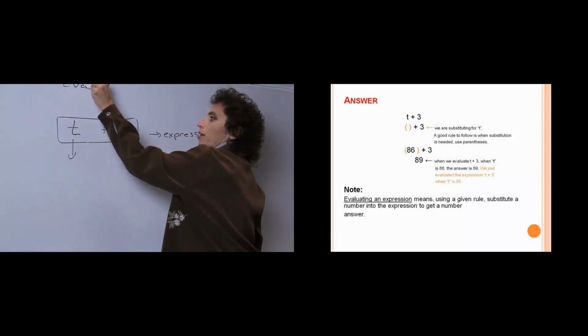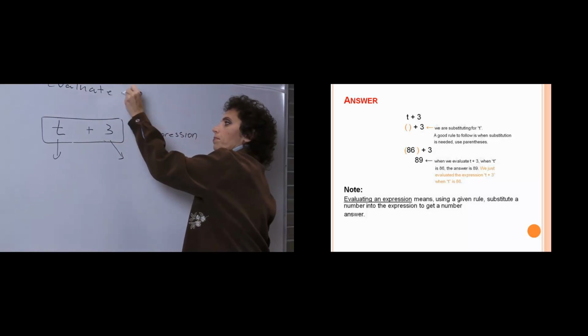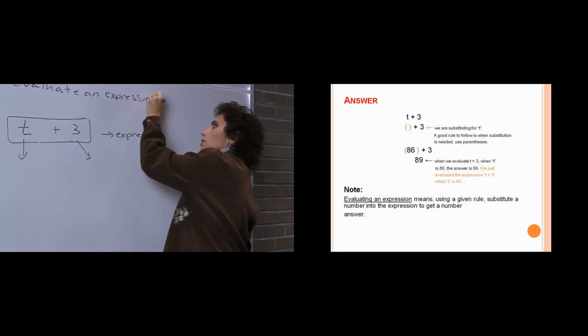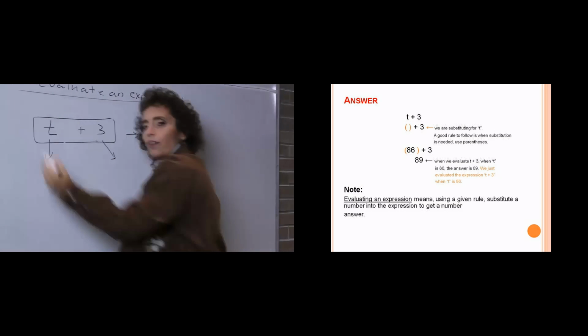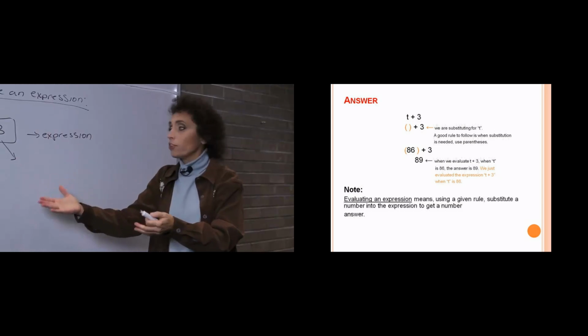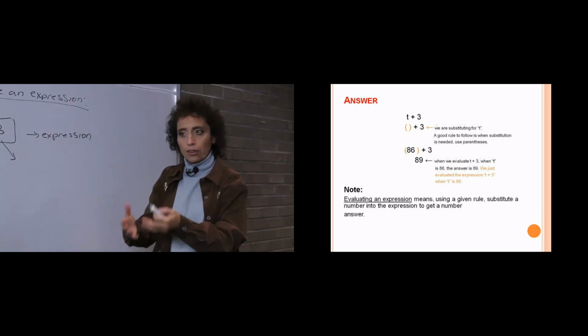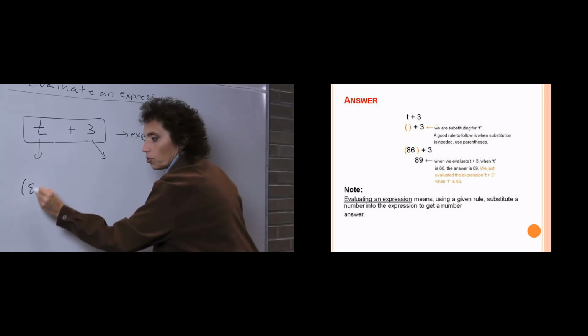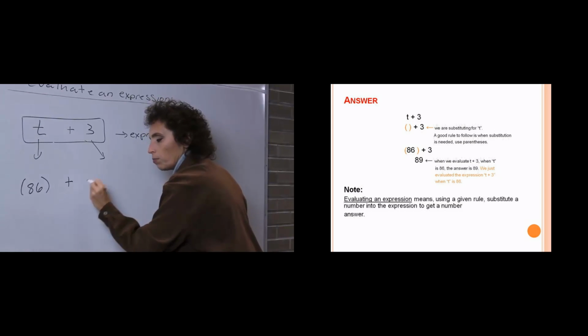To evaluate an expression means to place a number in for the variable and to come out with some kind of answer. Remember, evaluate means to get a number answer. So let's suppose your test score was 86. So I know T is 86 plus 3.